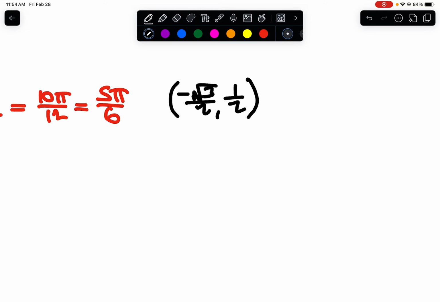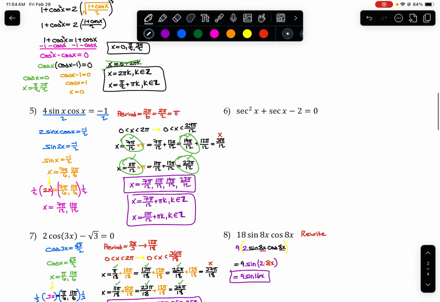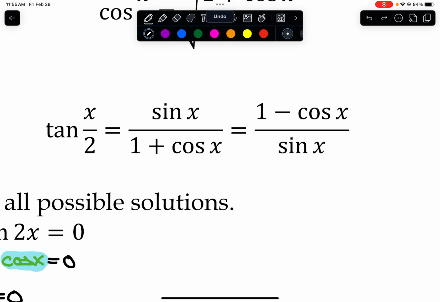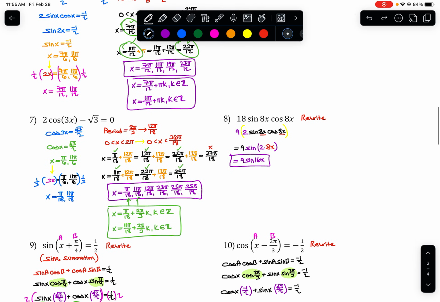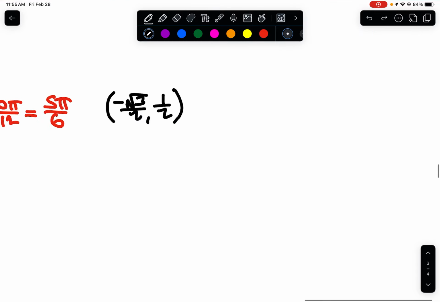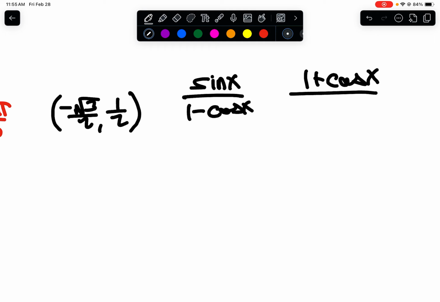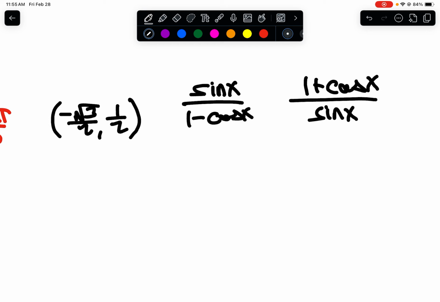And I'm going to do that on purpose, because if you look at the half angle identity for tangent, we have 2 options. You can do sine x over 1 plus cosine x or 1 minus cosine x over sine x. So we have sine x, 1 minus cosine x, or we could do 1 plus cosine x over sine x. Now the reason I'm writing both of these, hold on, those are backwards. 1 plus in the bottom, 1 minus in the top.